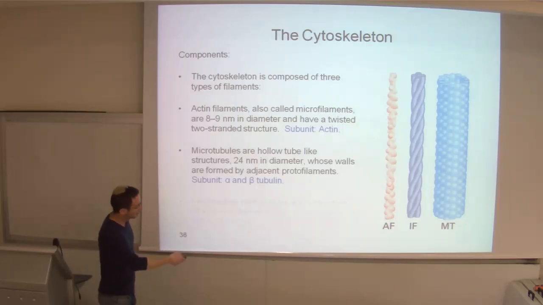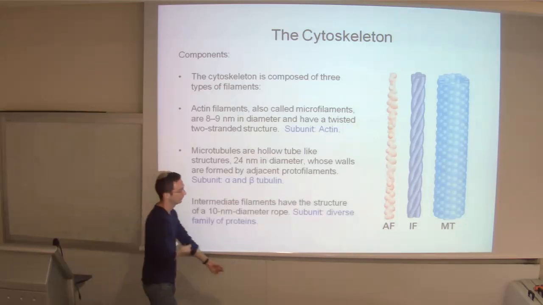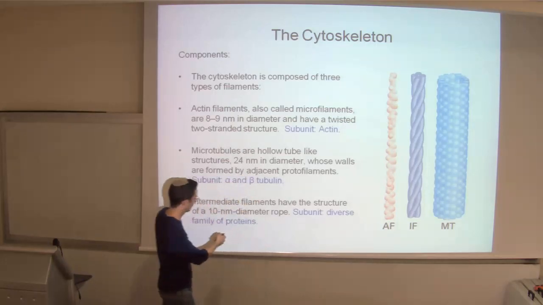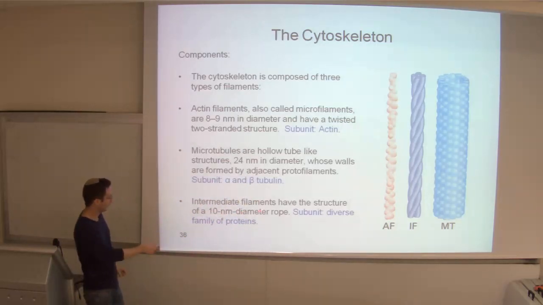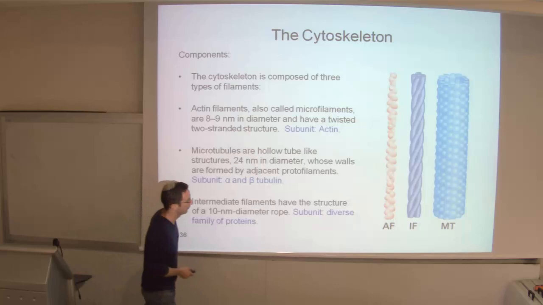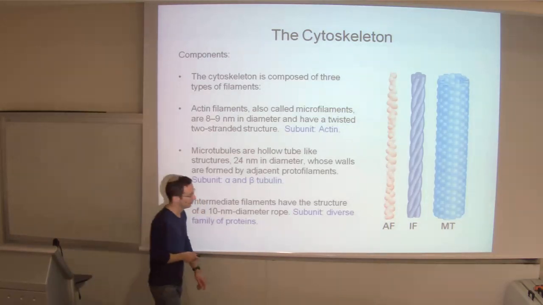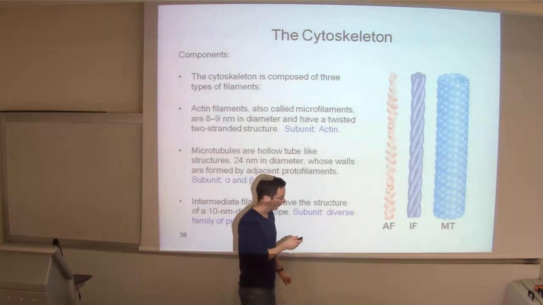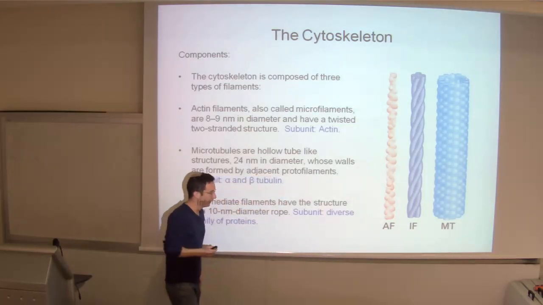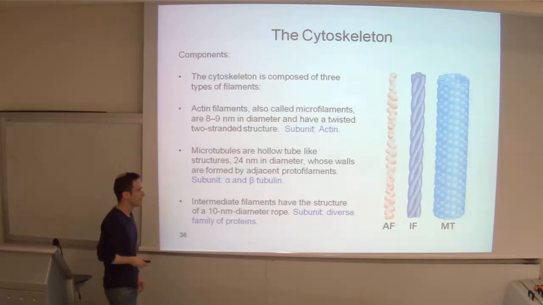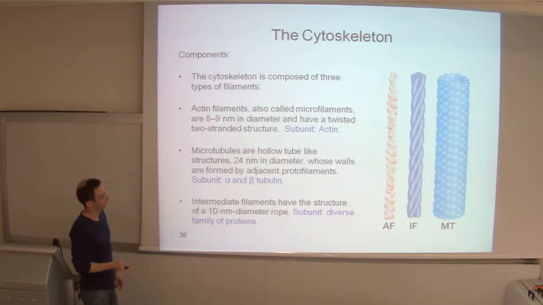And the intermediate filaments, which have an intermediate width of about 10 nanometers in diameter, actually the single protein is a diverse family of proteins that we call together intermediate filaments. And the cytoskeleton is formed from these three components, which interact between them and interact with other proteins.